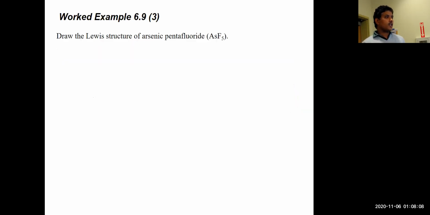Okay. So draw the Lewis structure of arsenic pentafluoride, AsF5. Arsenic is an element not from period 2, and you have 5 fluorines next to it.